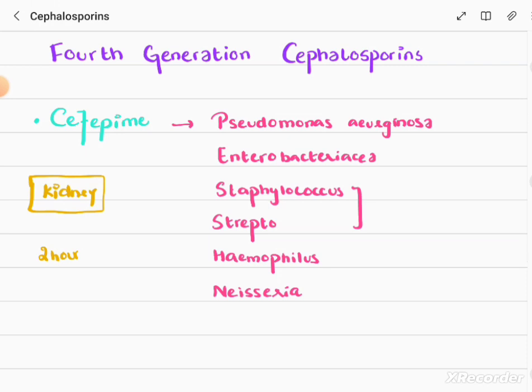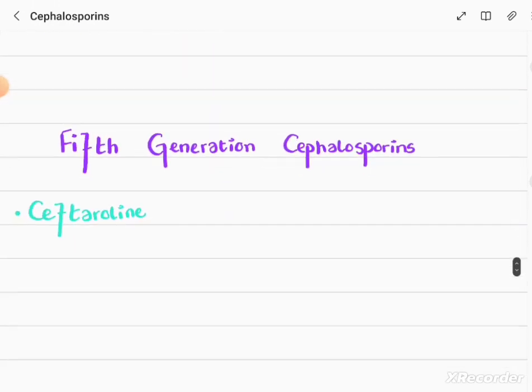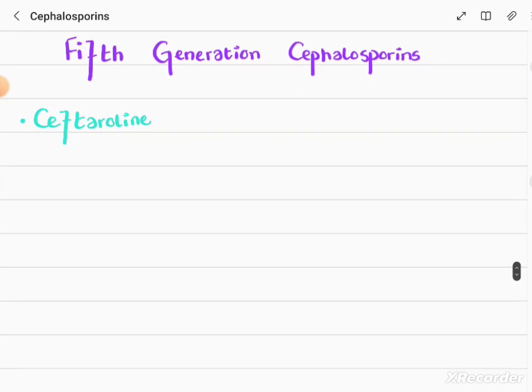Now we'll move towards the fifth generation cephalosporin. The fifth generation cephalosporin also has one drug, ceftaroline. Now, ceftaroline is a prodrug of the active metabolite. It is usually given in the form of a prodrug, which is called ceftaroline fosamil, and it is metabolized in the body to the active drug, which is ceftaroline. It is the first drug from the fifth generation cephalosporins to be approved for clinical use in the USA.